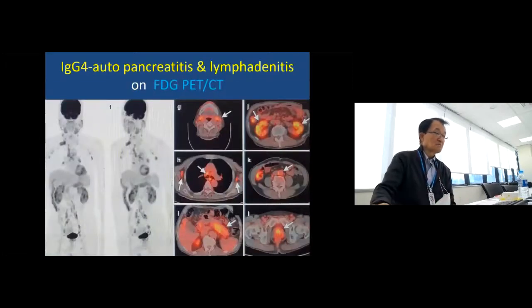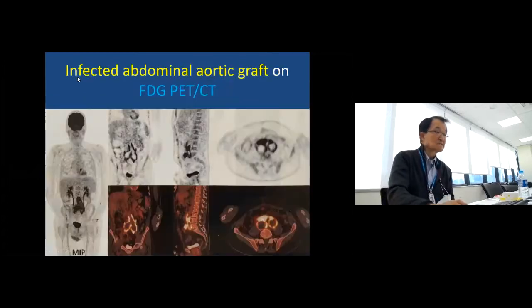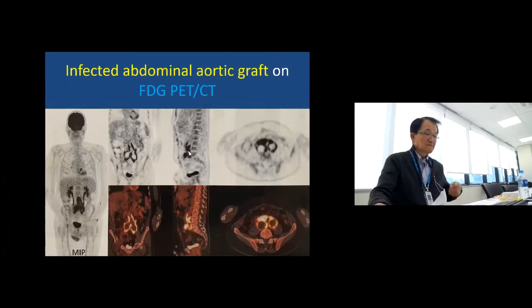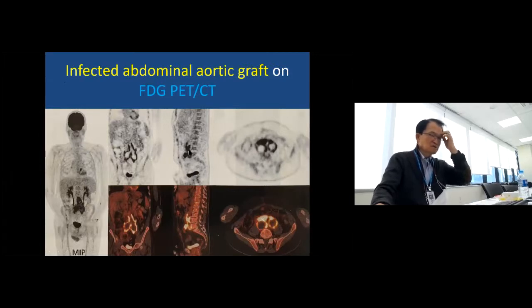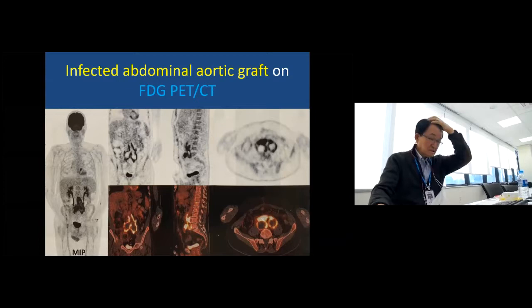And this immunoglobulin G4 disease has also been tested, and autoimmune pancreatitis, lymphadenitis. It shows multiple lymphadenopathy. It's an autoimmune disease. And aortic graft infection is also a common clinical problem. Any graft infection is always a major problem. It's not healing well with antibiotics, eventually reoperated. So showing the infected wall precisely is important for surgeons.